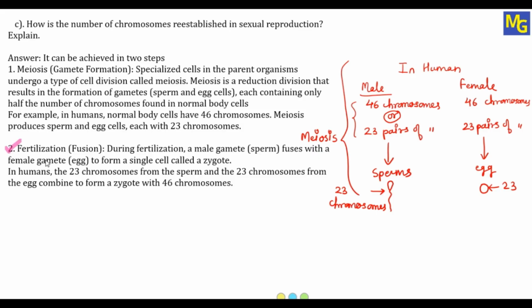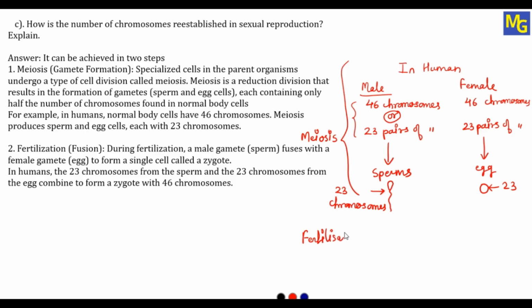Now the second step, fertilization, nothing but fusion. During fertilization, the male gamete, that is sperm, fuses with a female gamete, that is egg, to form a single cell called zygote. So in humans, 23 chromosomes from the sperm and 23 chromosomes from the egg combine to form a zygote with again a total of 46 chromosomes, or in terms of pairs it is again 23. So I'll write here second step, that is fertilization.